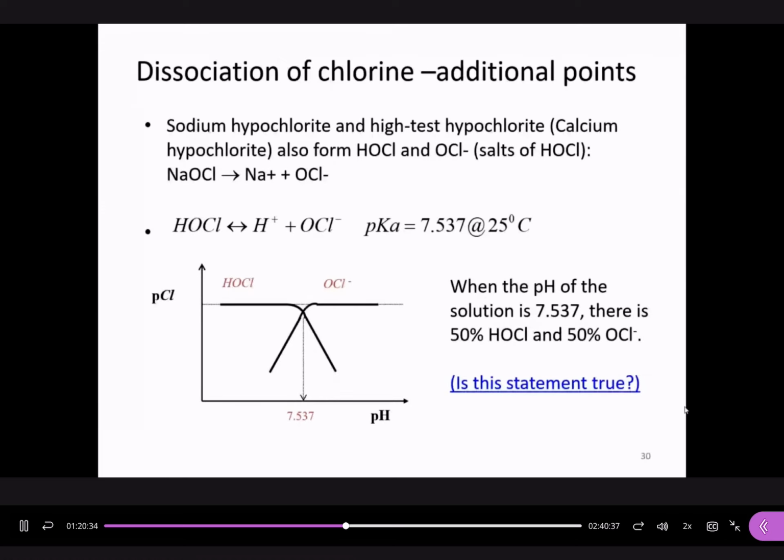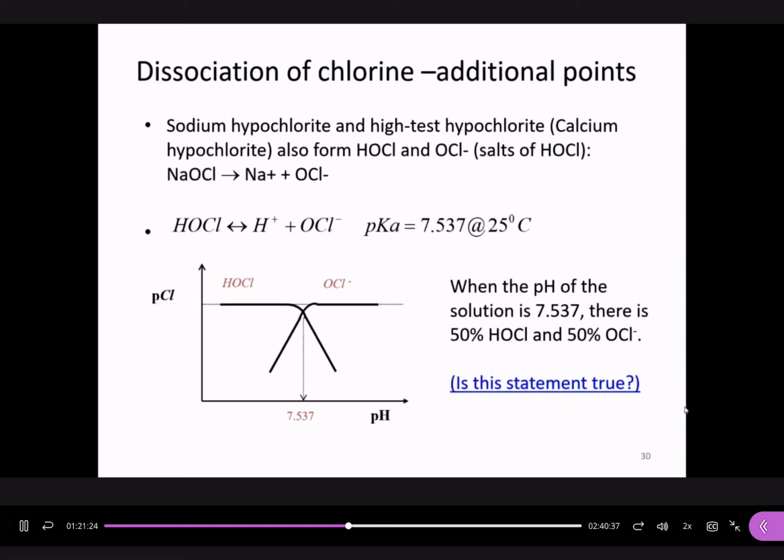Is this statement true or not? So at this pH, they have the same, equal percentage. True or false? False. Why?